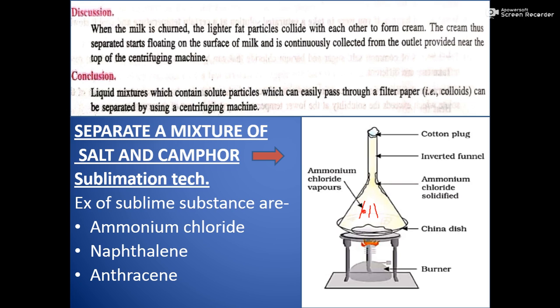When all the vapors have come out and collected on the inner side of the funnel, we stop the burner, take the funnel, and we can easily scratch the camphor from there, and the sodium chloride will remain in the china dish. So this is the separation technique. I have already discussed it with you.